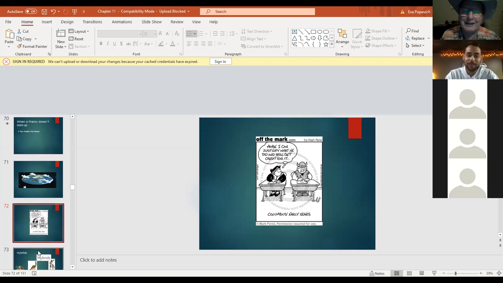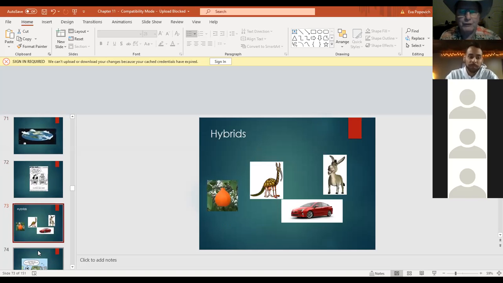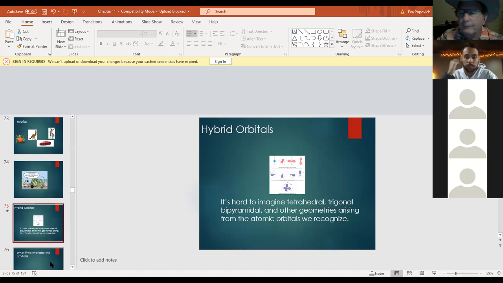So, quantum mechanics doesn't work. What we're going to do is think about hybrids. We have a tangerine and an orange, mix them together, we get a tangelo. We have a donkey and a horse, mix them together, we get a mule. Hybrids. We have a car that runs on gas and electricity. So we have to think about how we can deal with this with atomic orbitals.